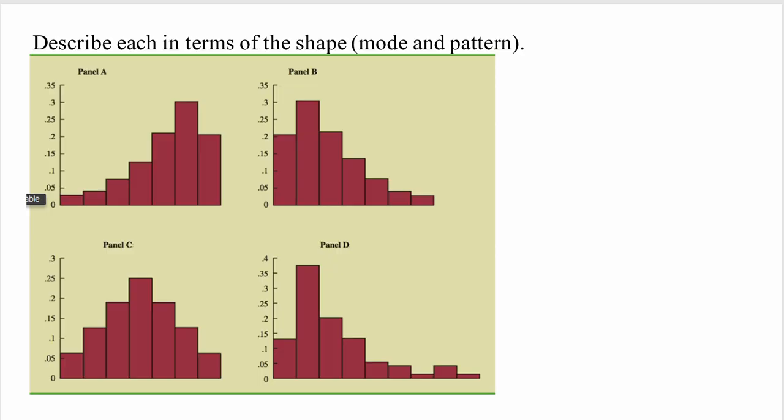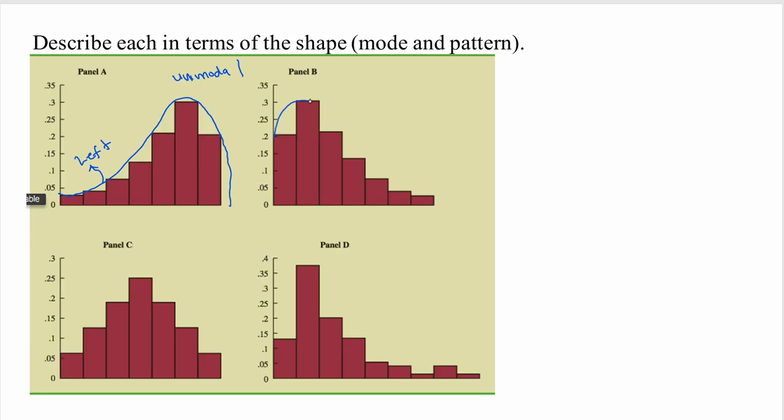Let's take a look at another example here, and I'm going to show you some examples. Again, I'm going to pause the video, and I want you to look at this and describe it in terms of the mode and the symmetry. How did it go? Great. So you could agree that here we have a single mode, okay, a single peak, and it is skewed left. So this is a left skewed unimodal distribution.